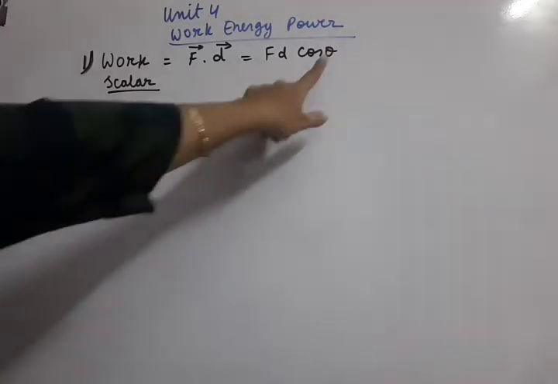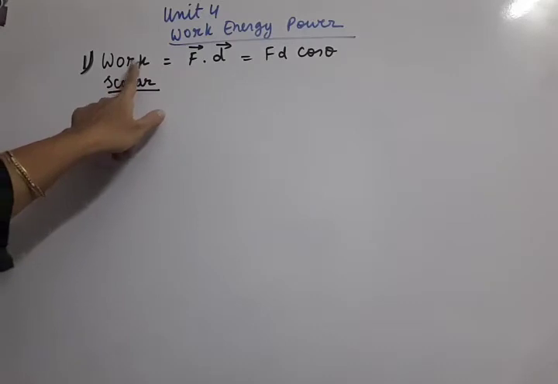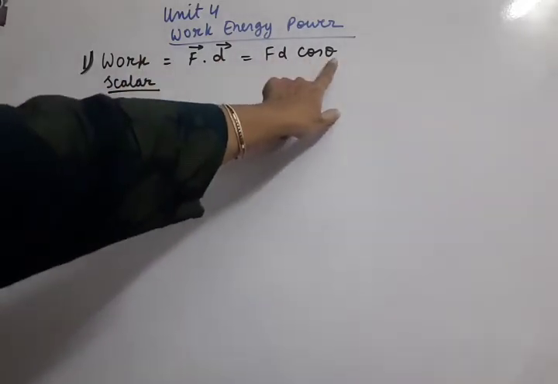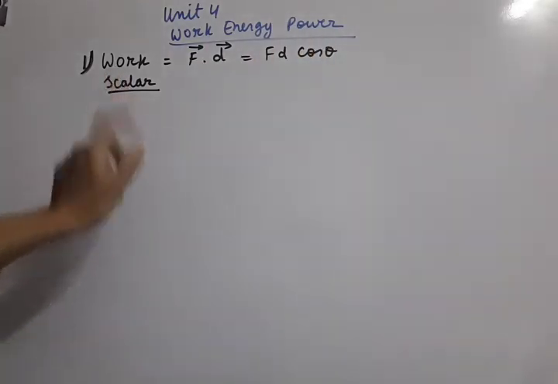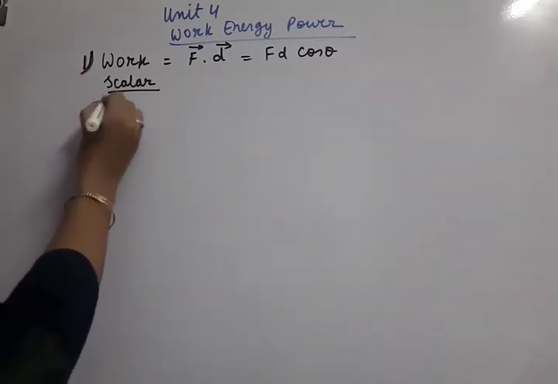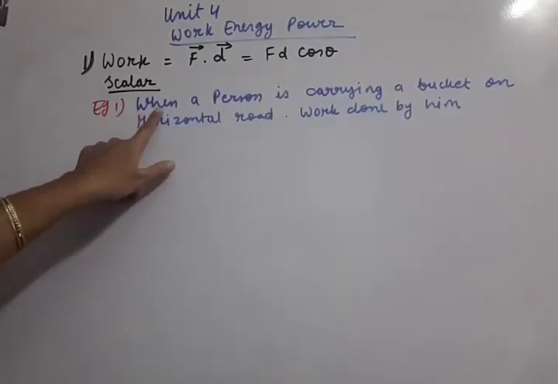So angle is also a quantity which will decide the work. Other than force and displacement, the third parameter which decides the work is the angle. Now here we will understand some examples in which positive, negative or zero work is done. Let us understand. First example, we have this example number 1.